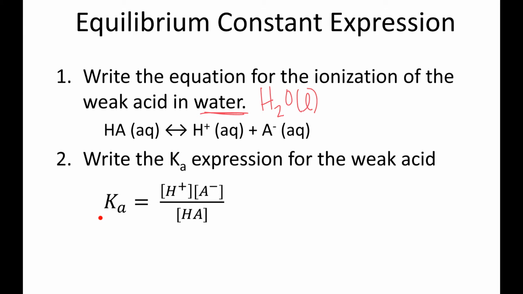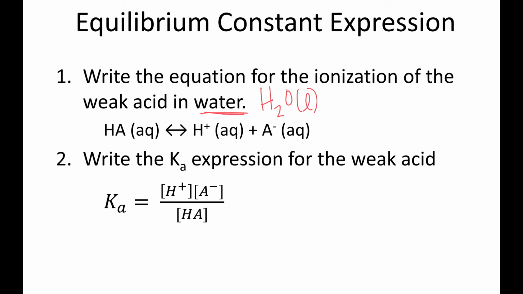And then step 2 is to write the Ka expression. So you set Ka equal to the products, which in our situation from the equation above is H+ times A- divided by HA. All we're doing is putting products over reactants in brackets.